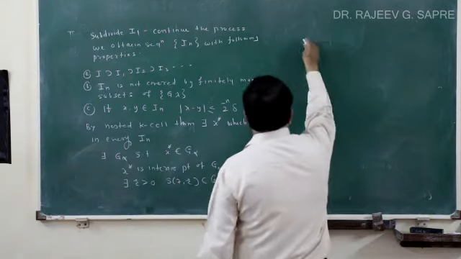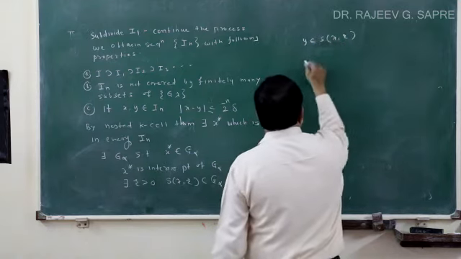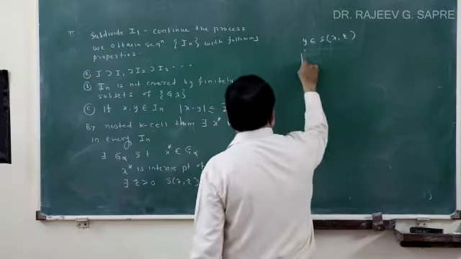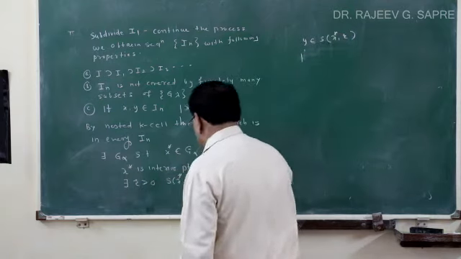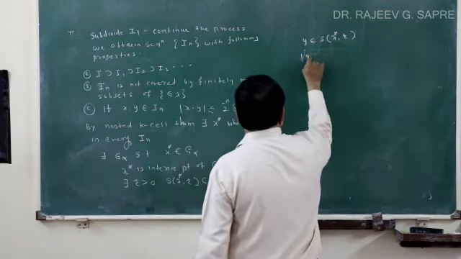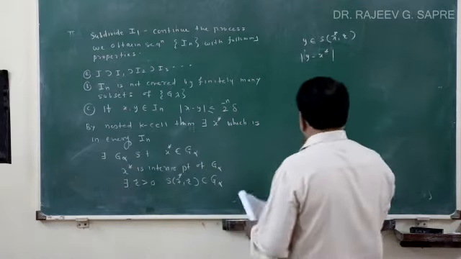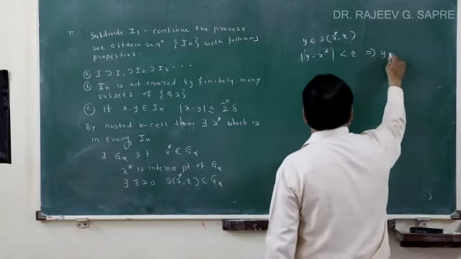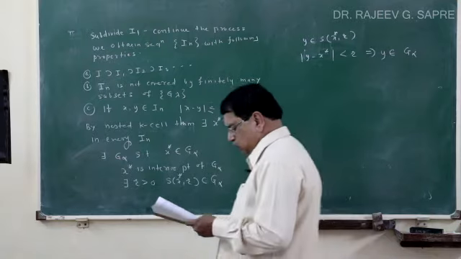Okay. So if I take y belonging to S(x*, r), what do I know? The distance between y and x*, or we can say |y − x*|, where this is S(x*, r), right? So |y − x*| will be less than r, and this implies y also belongs to G_alpha.